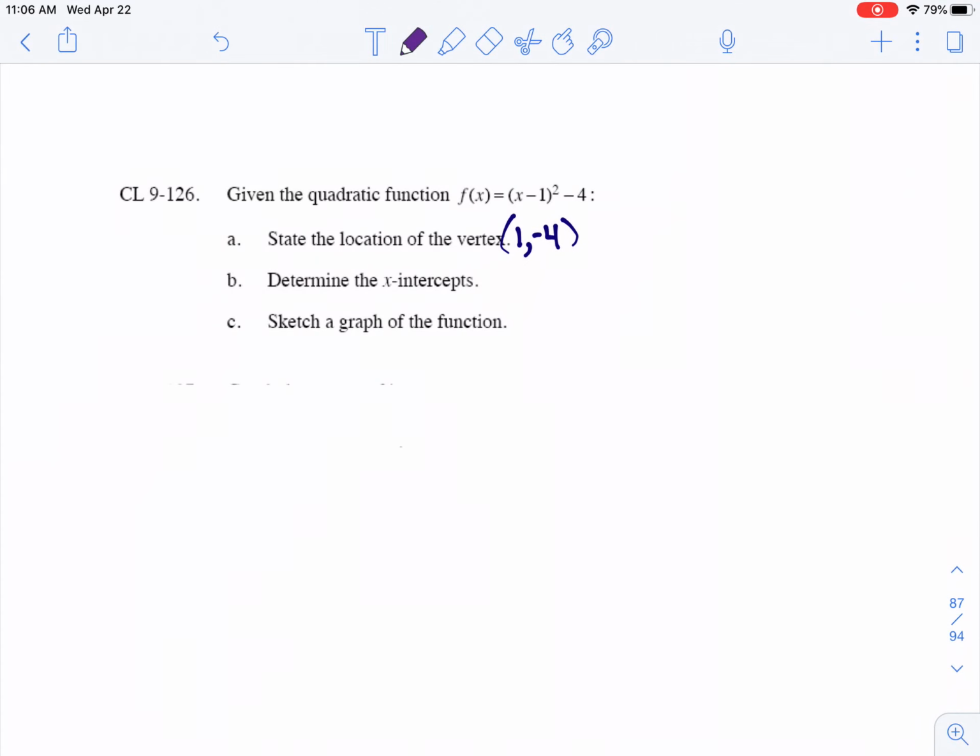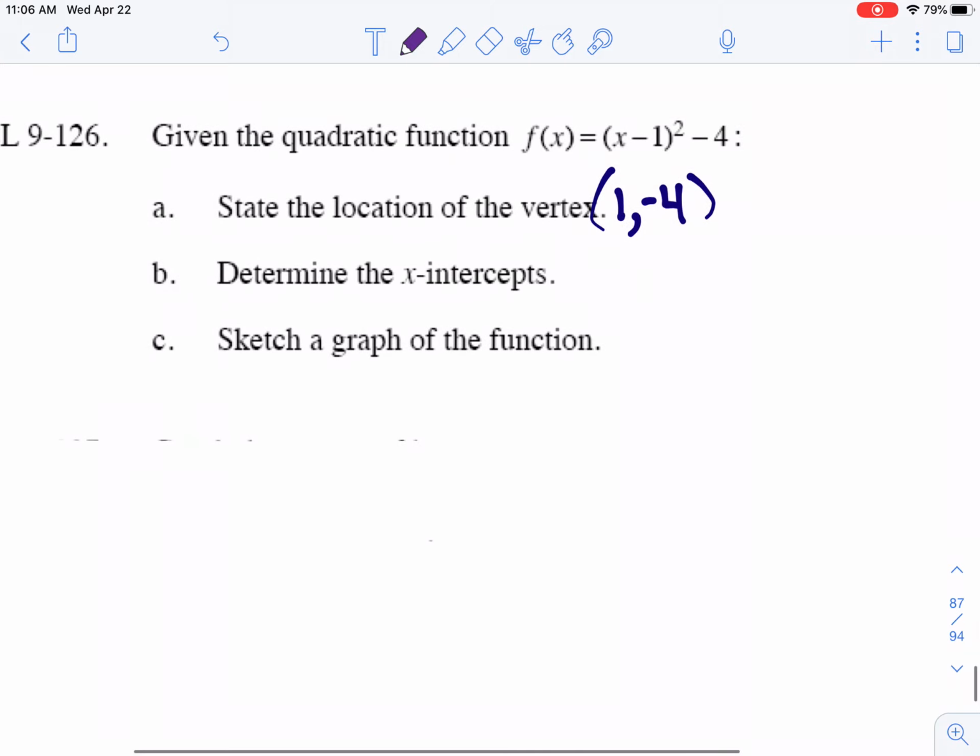All right, so look, 9-126, given the quadratic function f of x equals (x minus 1) squared minus 4. So if you recall back to when we were looking at the vertex, this function is already in vertex form. And your vertex is formed by the opposite of whatever's here and then this value. So the vertex is (1, negative 4).